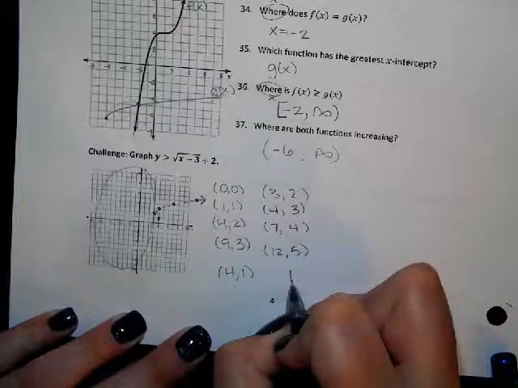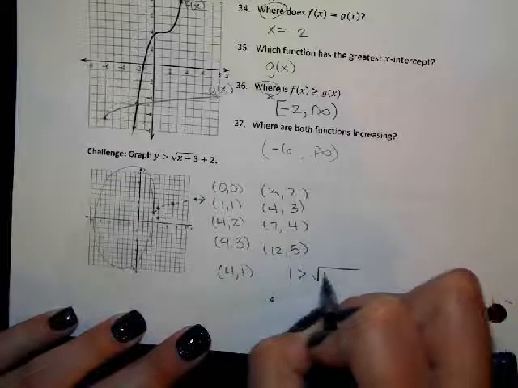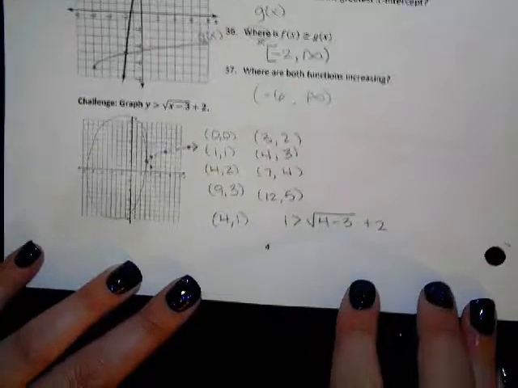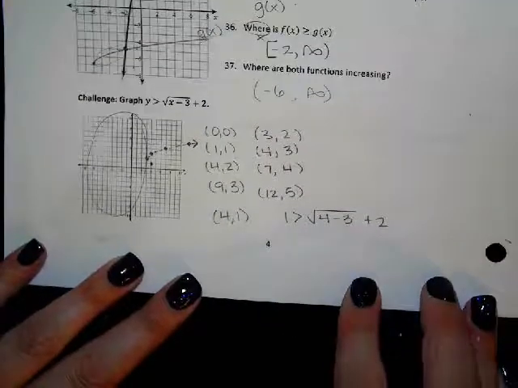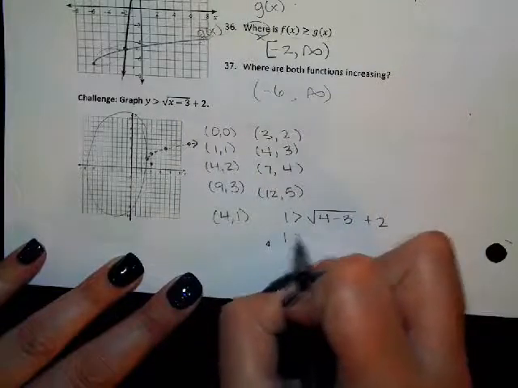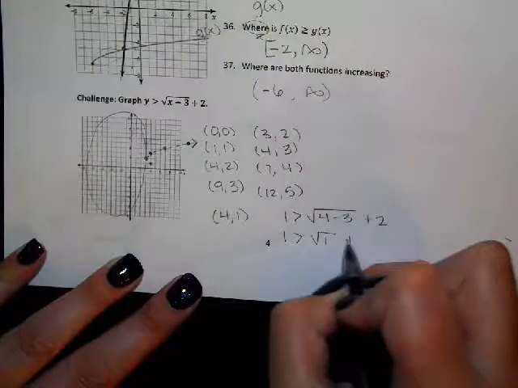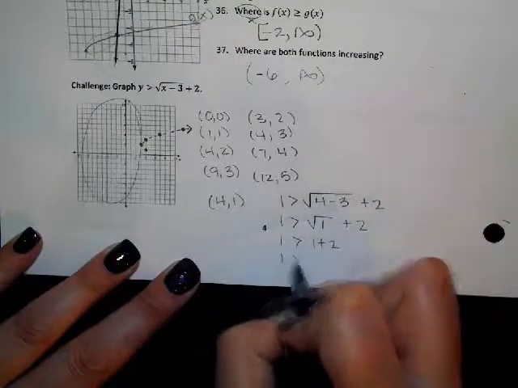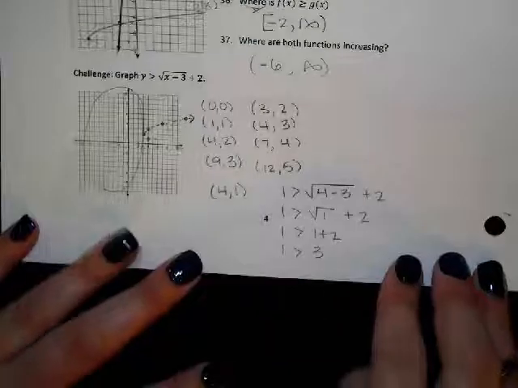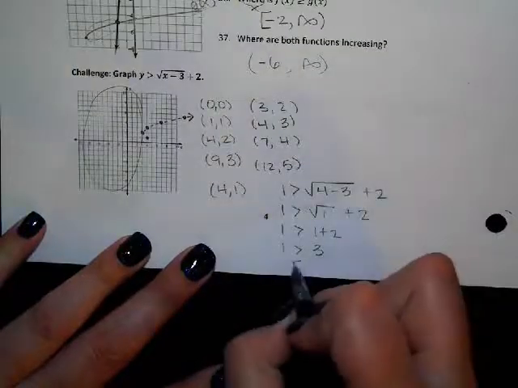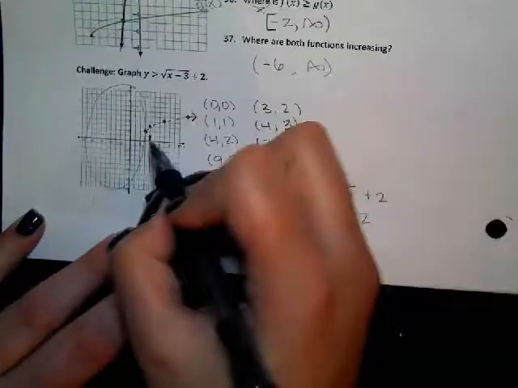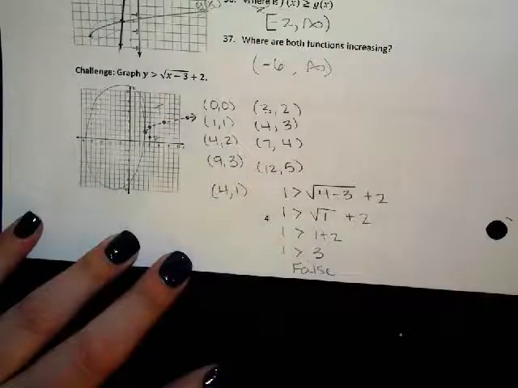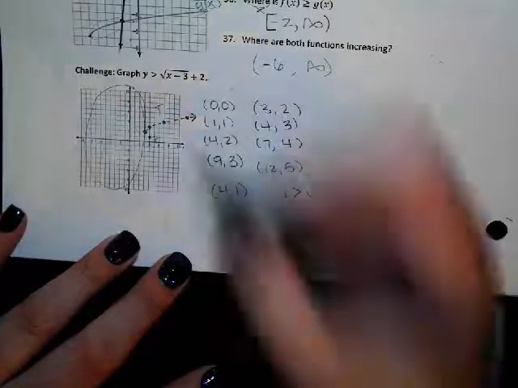4 minus 3 plus 2. 1 is greater than the square root of 1 plus 2. What's the square root of 1? 1 plus 2. What's 1 plus 2? Okay. Is 1 bigger than 3? False. Okay, so 1 is on the underside. This is false. That means the other side is true. So where should we shade? Above, and we can only shade as far as 3. We can't shade any further than that.